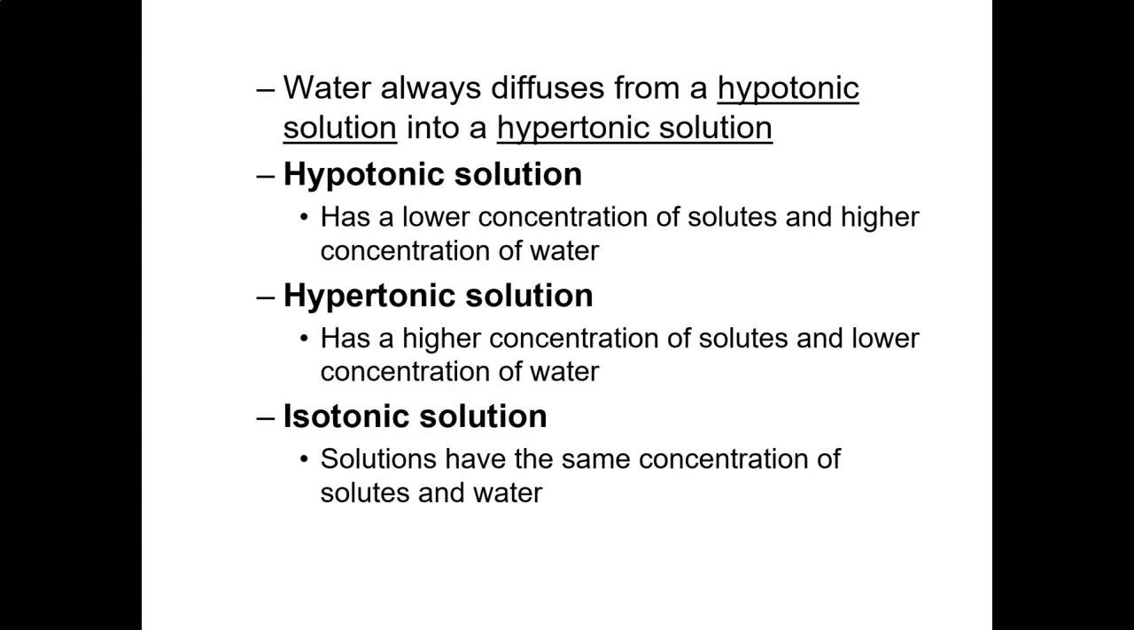There are different types of solution: hypotonic and hypertonic. Hypo, not enough. Hyper, too much. In a hypotonic solution, we find that a hypotonic solution has a lower concentration of solutes and higher concentration of water. In a hypertonic solution, there is a higher concentration of solute and lower concentration of water.